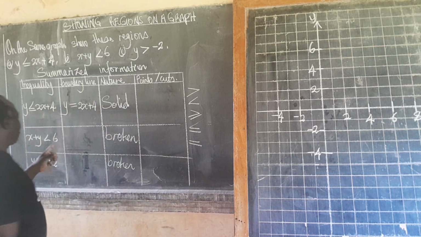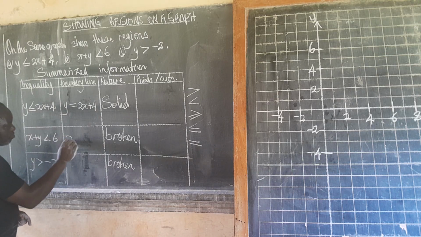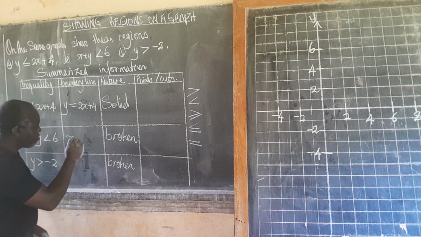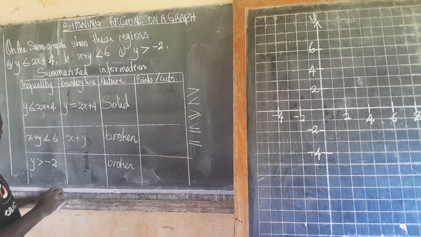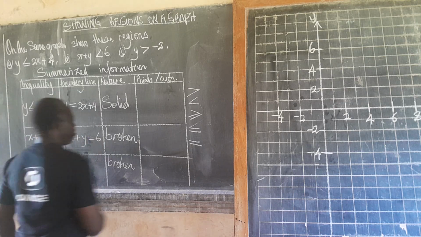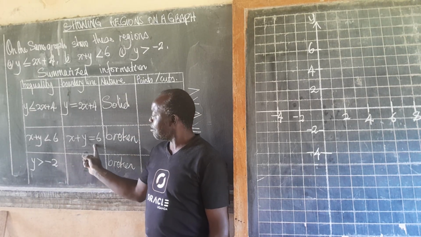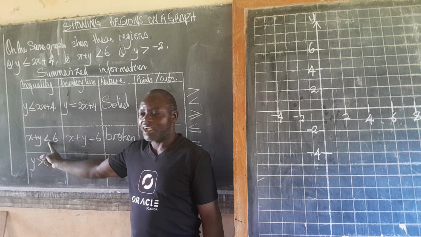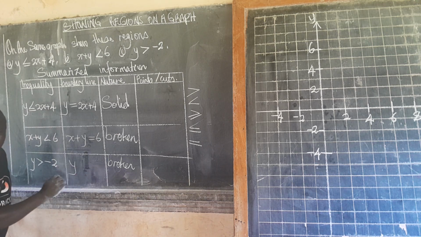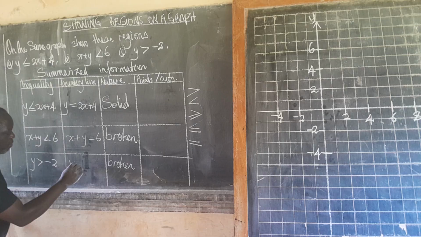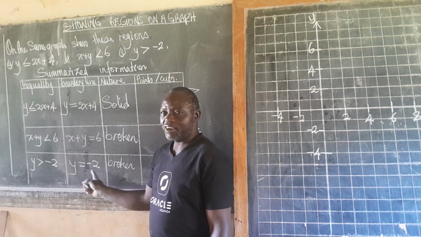Right? Let's go. Then the boundary line here is going to be x plus y equals 6. This sign has been replaced with an equal sign. Now we come to this one again. We have y equals negative 2.